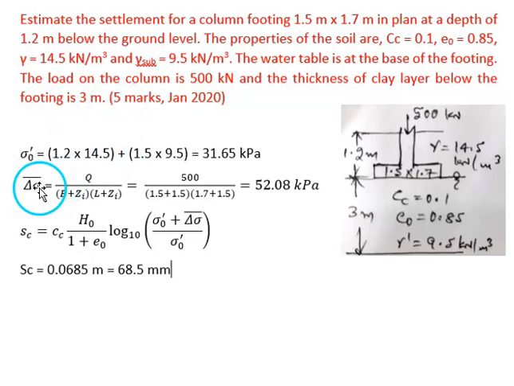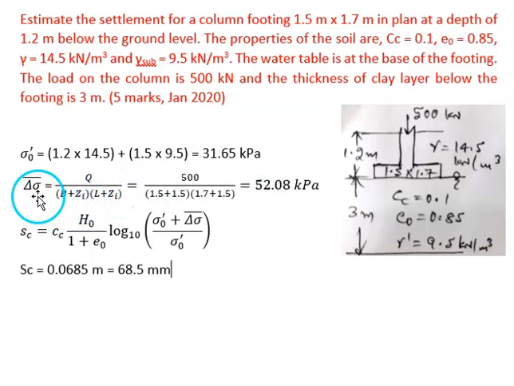So here also we should calculate the value of sigma naught dash at the center of the clay layer. For that we should find the unit weights. Here unit weights are given for each layer. Here it is 9.5 and here it is 14.5, and the water table is at the base of the footing. So for the top layer, the unit weight is 14.5. So 1.2 into 14.5 plus, at the center of the clay layer means the thickness is 1.5, into submerged unit weight 9.5. From this we can calculate the initial effective overburden pressure at the center of the clay layer.